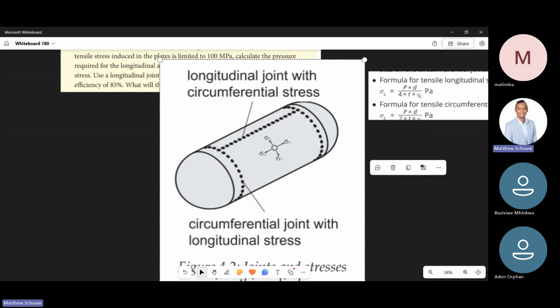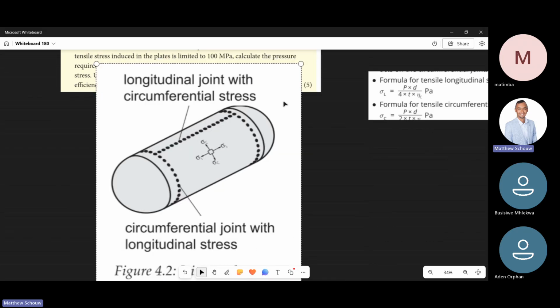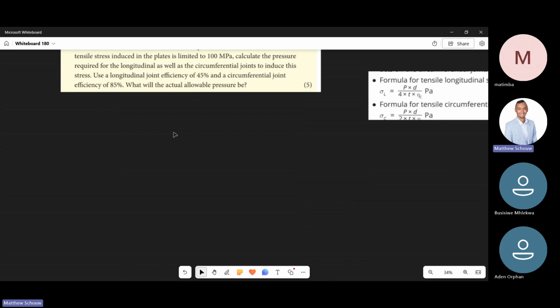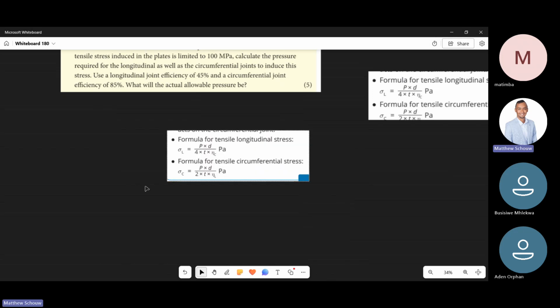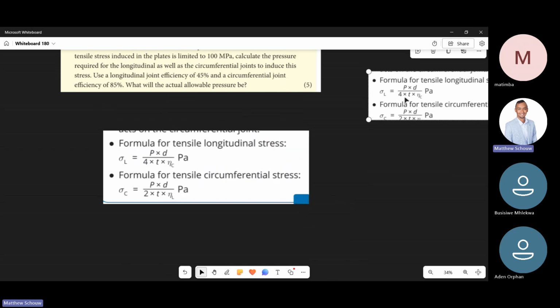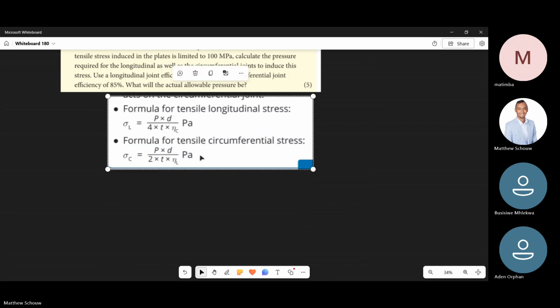Okay, yeah. So I'm going to ask a quick question to the house, colleagues. If you look at the formulas, you notice that in the longitudinal stress we have an efficiency of the circumferential one, and on the circumferential one we have an efficiency of the longitudinal one. Can you guys see that there? Can you see that the subscripts are different?